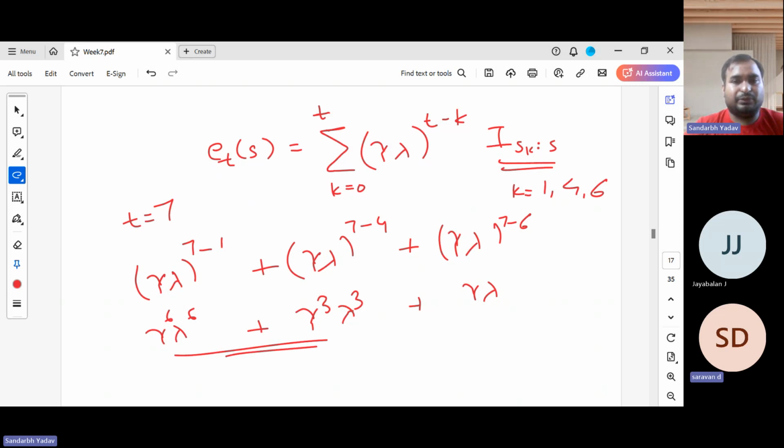So in this way, if you use this simple formula, which is basically derived on intuition, you can get the answer for eligibility traces. But remember, this is for accumulating traces.